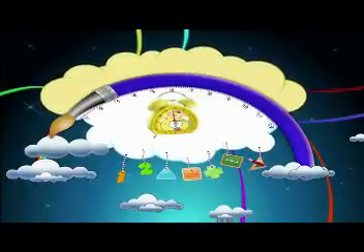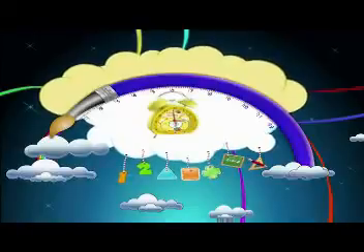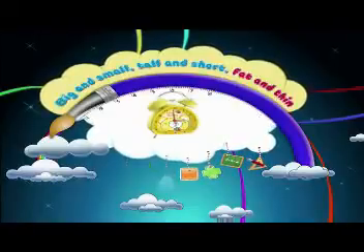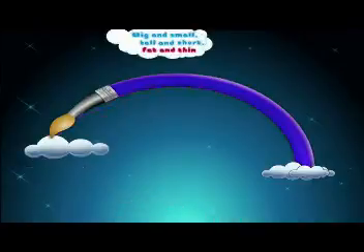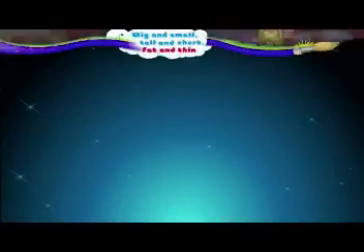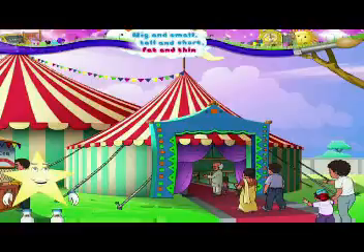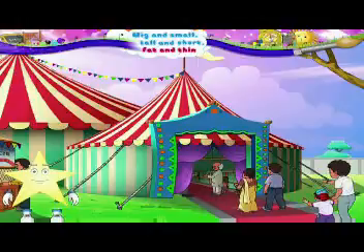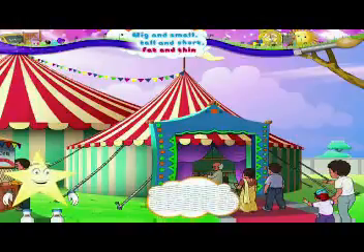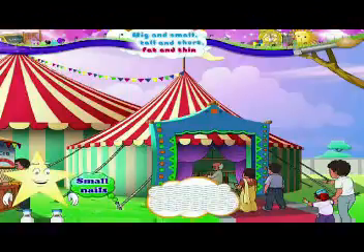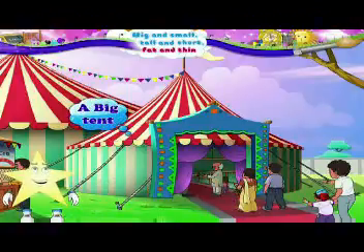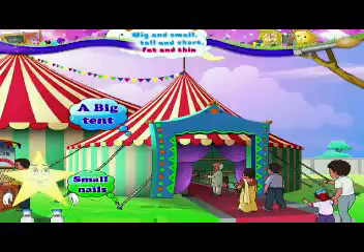Big and small, tall and short, fat and thin. Hey, Starry! Welcome to the circus! Wow! What a big tent! And can you imagine, Starry? It is held down by these small nails. Big tent, small nails.